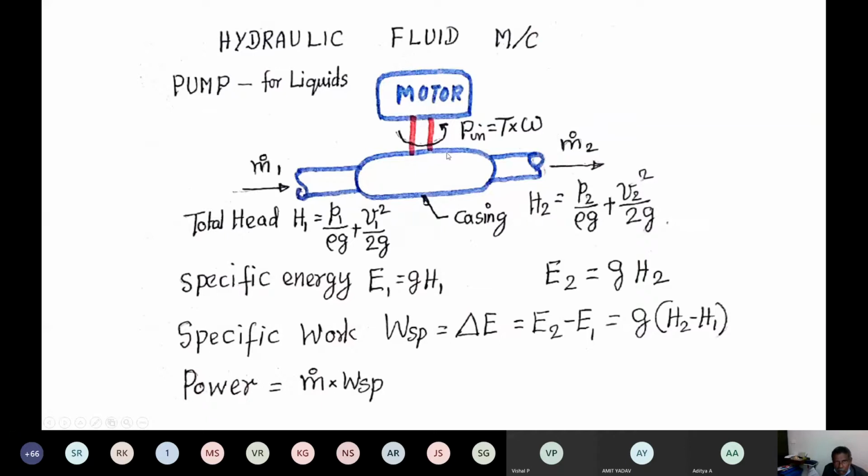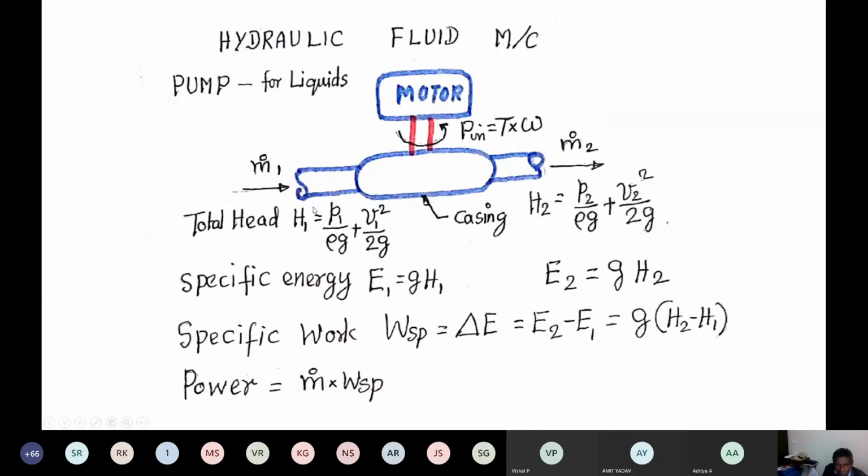As it is a pump, it is a machine where energy is added. So you have the motor power P in, torque into angular velocity. Now at 1, we think of the total head denoted by H1, which has two components, the pressure component and the velocity component. So we are familiar with that. This one is the pressure head, the second one is the velocity head. At outlet, you have H2 is equal to P2 by rho g plus V2 square by 2g.